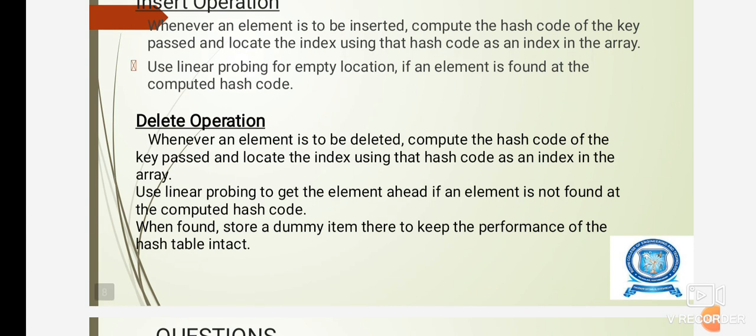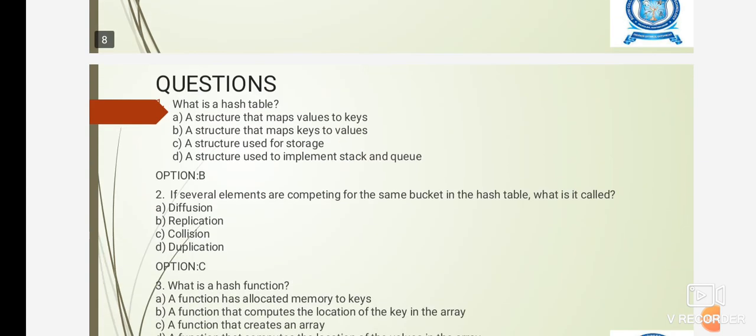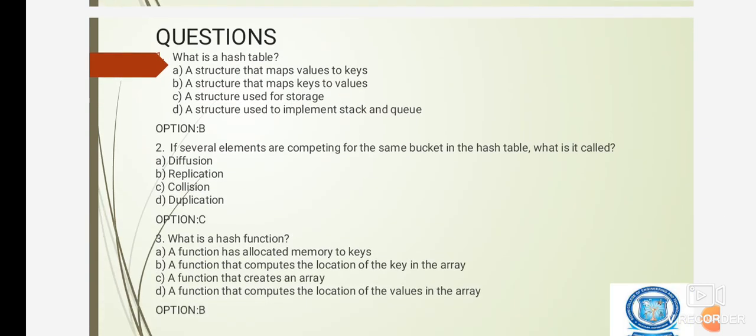Then the delete operation. Whenever an element is to be deleted, compute the hash code of the key passed and locate the index using that hash code as an index in the array. Use linear probing to get the element ahead if the element is not found at the computed hash code. When the element is found, store a dummy item there to keep the performance of the hash table intact, right?